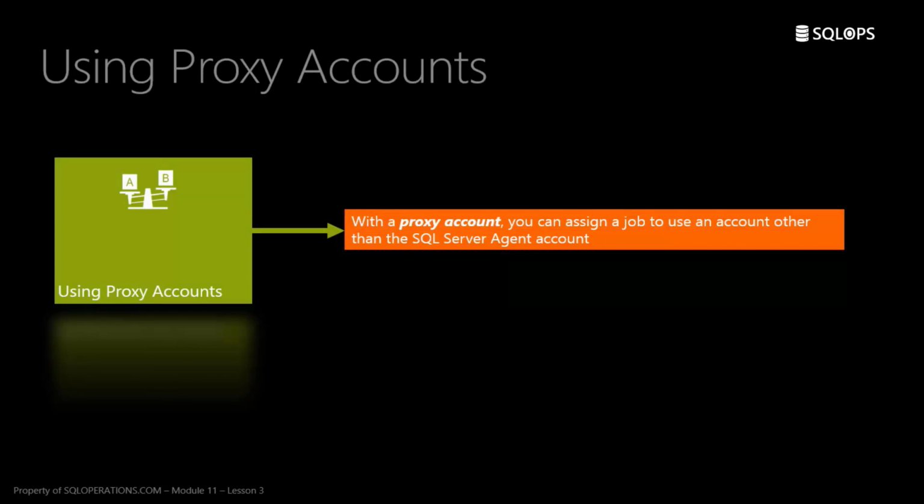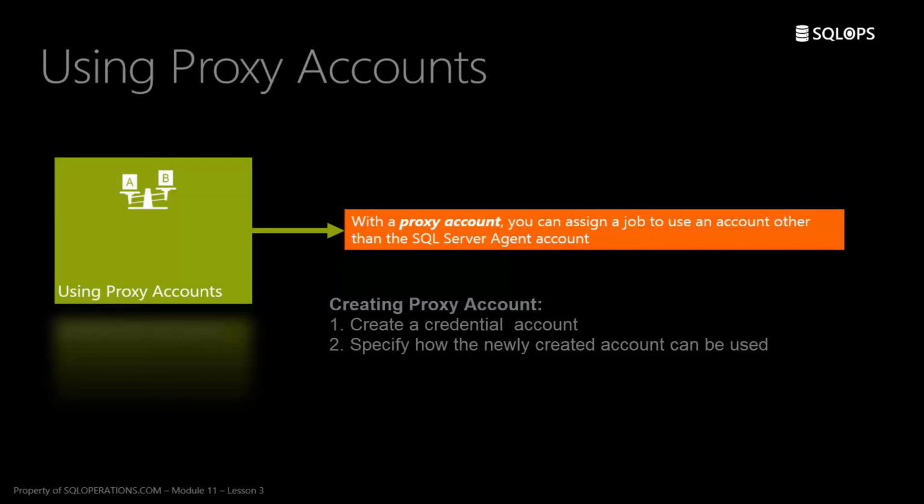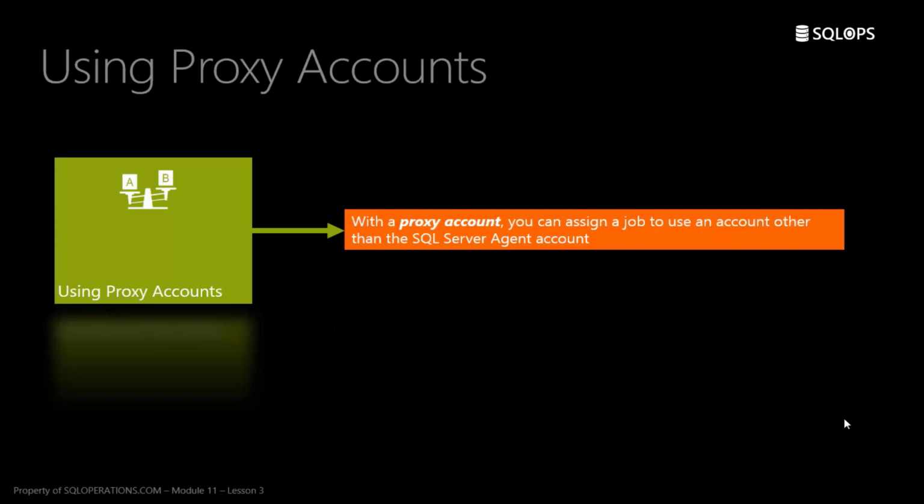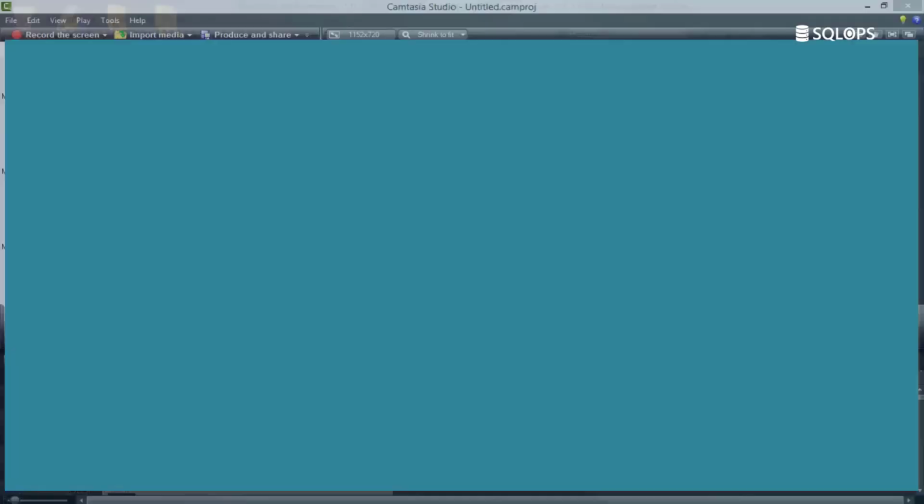Creating a proxy account is a two-step process. First, you must create a credential that will allow a user to use an Active Directory account that is not his own. And second, you specify how that account can be used. Now let's see how to schedule a package and how to use a proxy account.